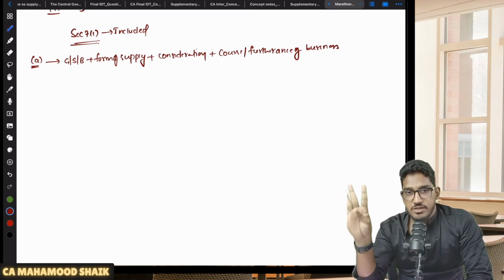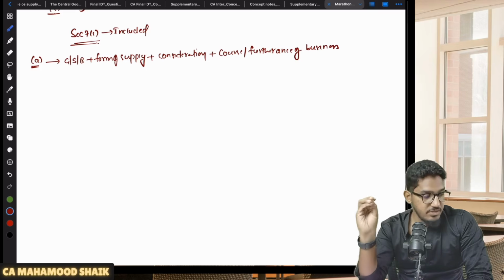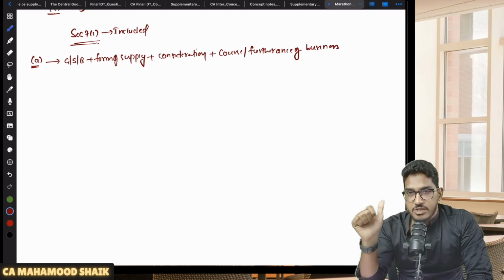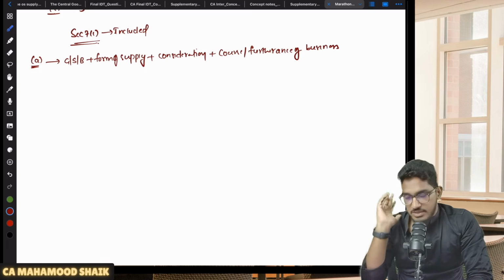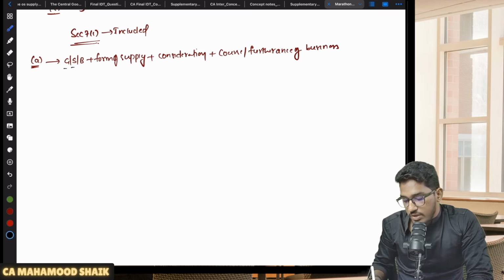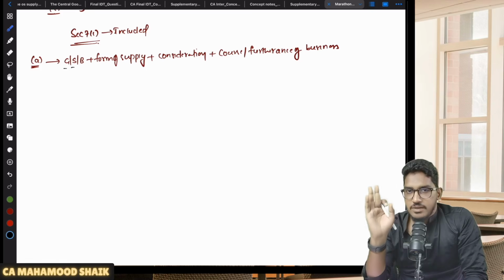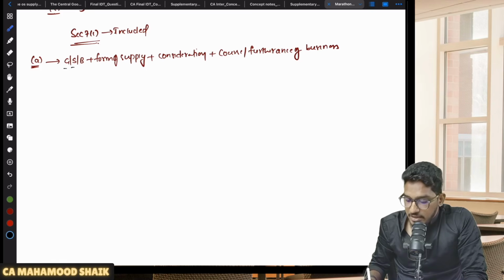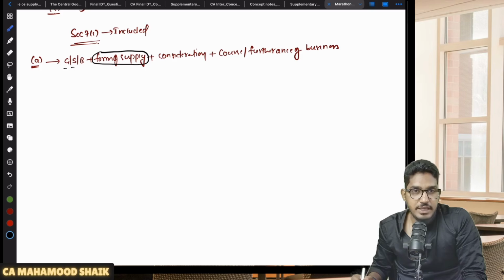Repeat everyone, what are all essential in order to qualify as supply under section 7, subsection 1, clause A? There must be goods or services or both, and some form of supply should have taken place. There must be a consideration. It must be in the course or furtherance of the business. Now let us try to elaborate it. What is goods? What is services? We have already understood. The subject matter of the transaction must be either goods or services. And just having the goods or services alone will not be enough. Some form of supply should have taken place.